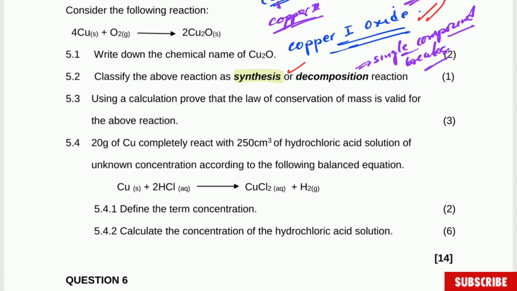Now the next question says 20 grams of copper completely react with 250 cubic centimeters of hydrochloric acid solution of unknown concentration according to the following balanced equation. This one is now some stoichiometry. Define the term concentration. And let me show you something. The formula for concentration, which is in the formula sheet, is equal to number of moles divided by volume. Number of moles is amount of substance, right?